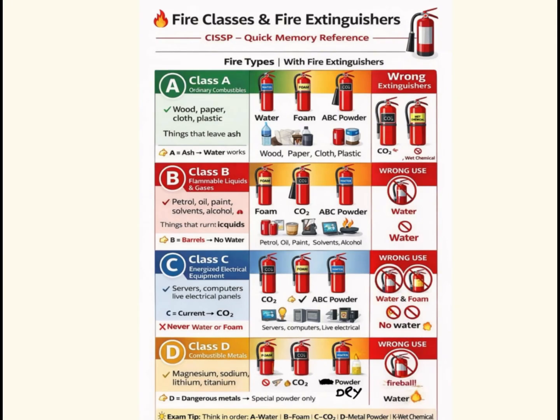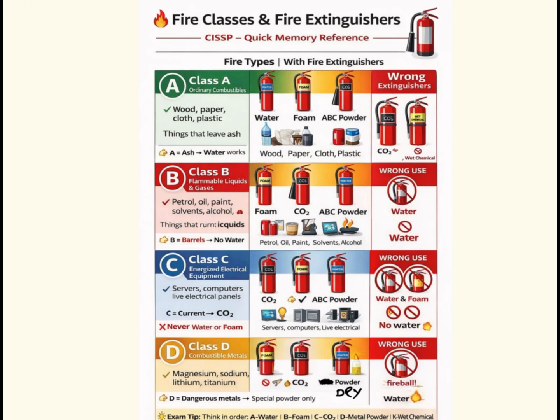In this session, we will discuss fire classes and fire extinguishers. So here you can see in this image that class A is for ordinary combustibles: wood, paper, cloth, plastic. And which fire extinguisher do we use? We in fact use water, foam, and ABC powder.